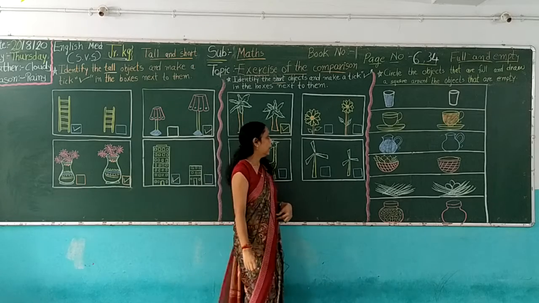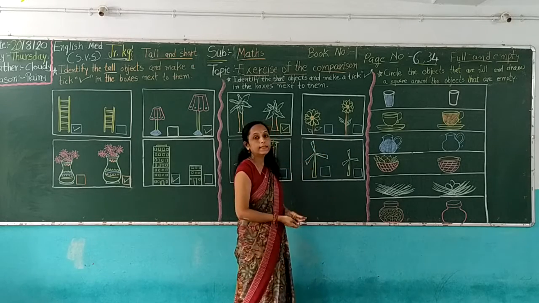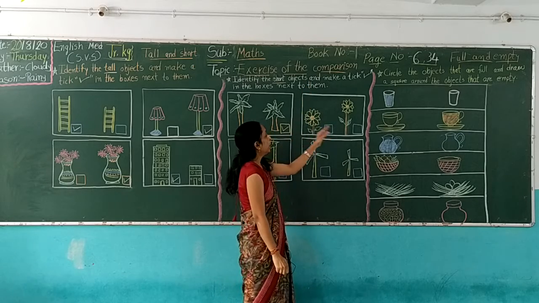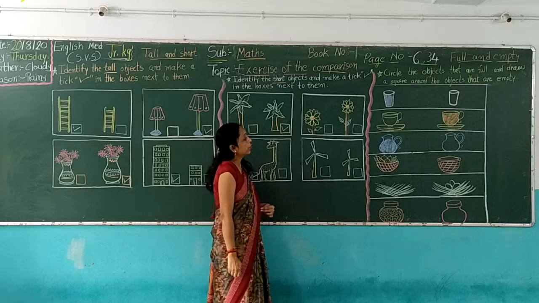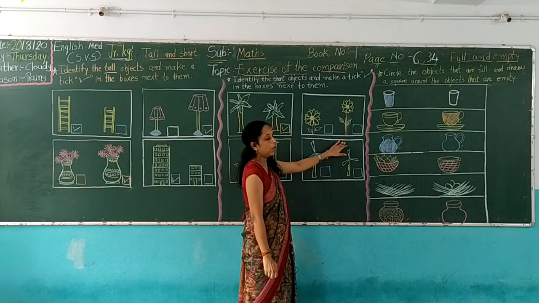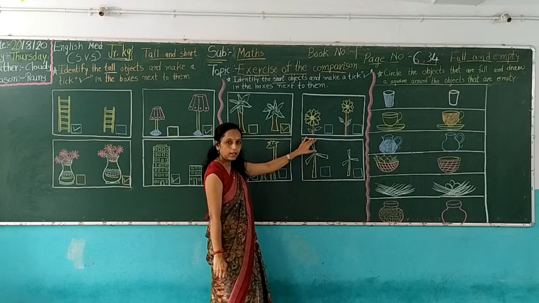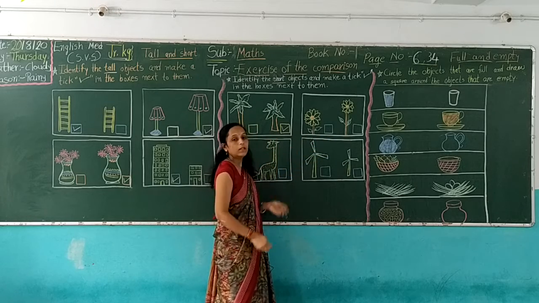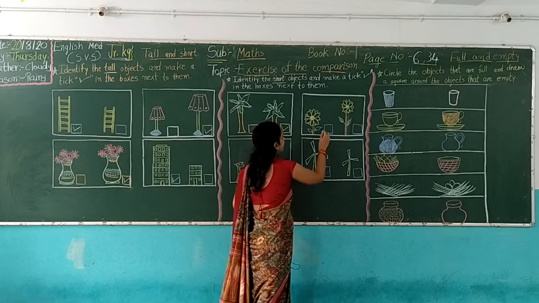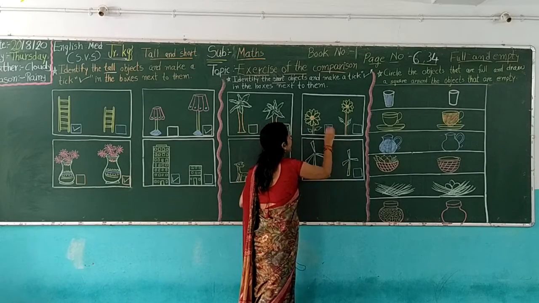And here, what are these? These are two flowers. One is tall and other one is short. So which flower is short? This? No. This? Yes. This flower is short. So tick right here, short object.